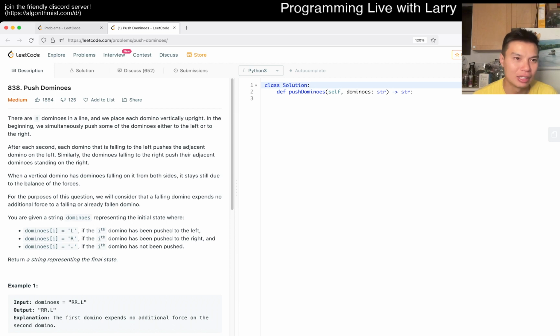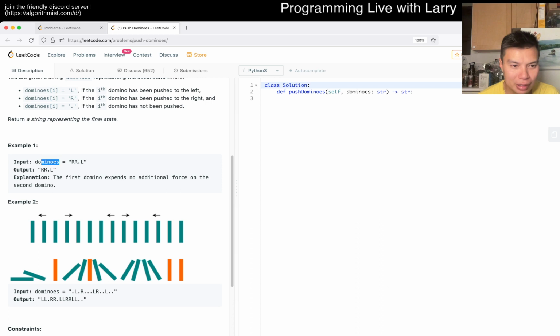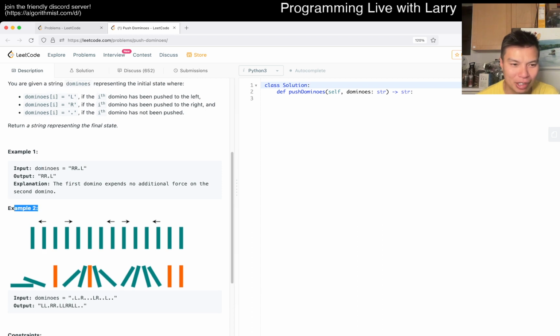Push Dominoes, 8:38. There are n dominoes in line. We place each domino vertically upright, and sometimes we push some dominoes left or right. Okay, so then when we go it stays upright. Okay, so the left pushes the one next to it on the left. Okay, so what does this mean? This one means, wait, they didn't draw. They drew one for example two, but not one. Okay, fine.